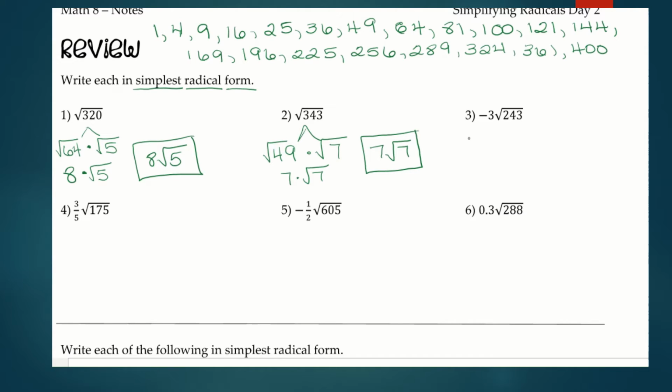All right, moving on to number 3. Remember what this means. Negative 3 times the square root of 243. So now, breaking apart 243, I'm looking for factors of 243, one of them being one of those perfect squares from my list above. All right, so I know I can get rid of pretty much anything 100 and above. Yep, I can definitely get rid of anything 100 and above. That's not going to work.